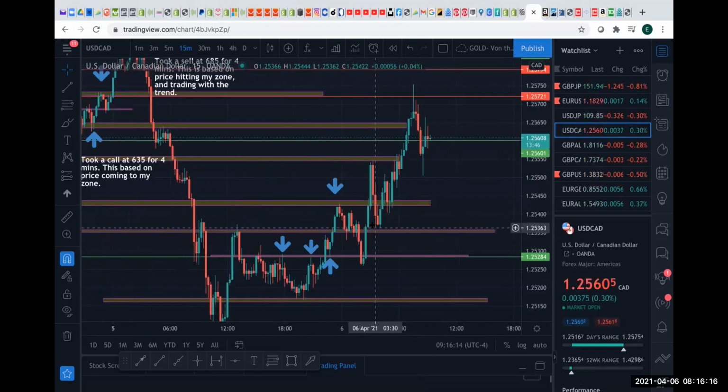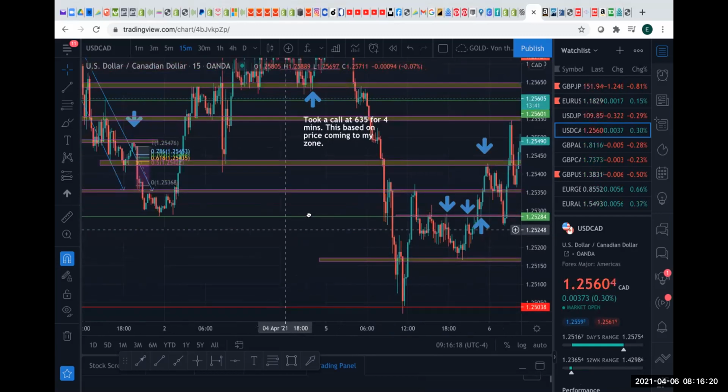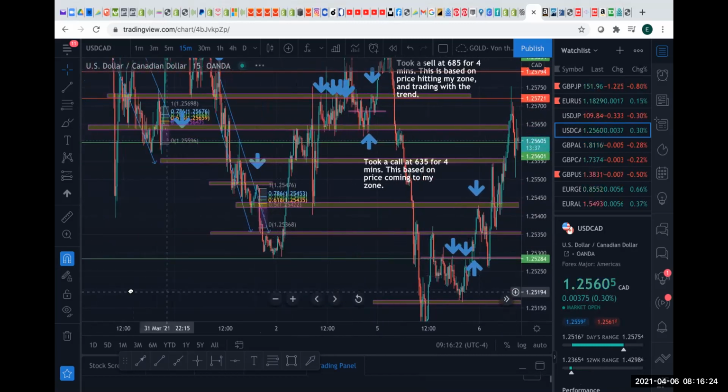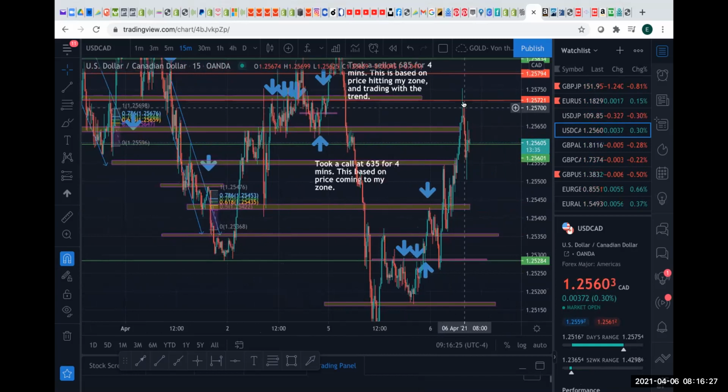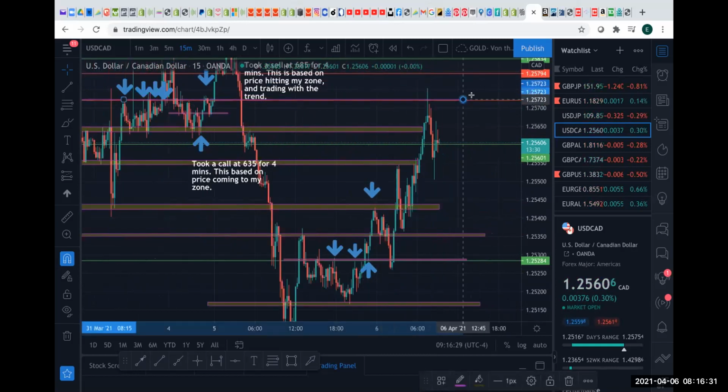Okay, so I thought we had an uptrend. So this pair here, UCAD, was in a downtrend as you see here. Now it has come back up, retraced. Now it's retesting this zone right here, and it bounced back down.